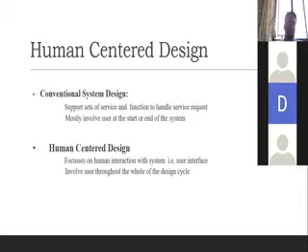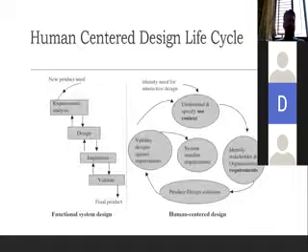Whereas if I compare this human-centered design with the conventional system design, the conventional system design mostly involves the user maybe at the beginning or at the end of the development life cycle. So that's the basic difference between the conventional system and a human-centered design. In human-centered design, the user is involved throughout the entire design life cycle, and that is basically the difference between the conventional system design and the human-centered design. Well, I'll go to the next slide.